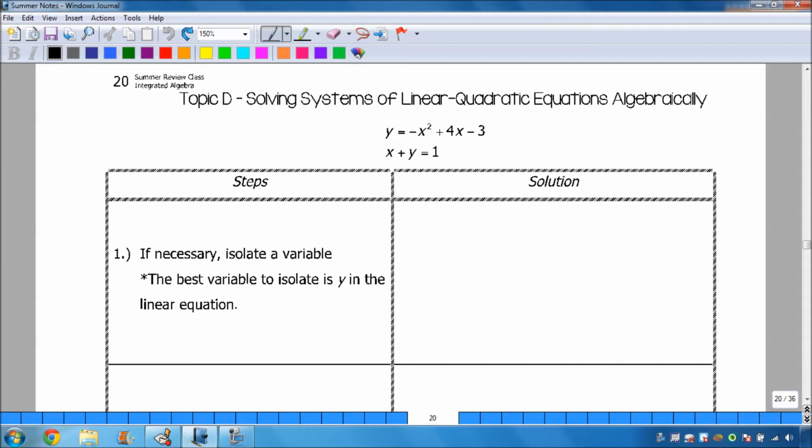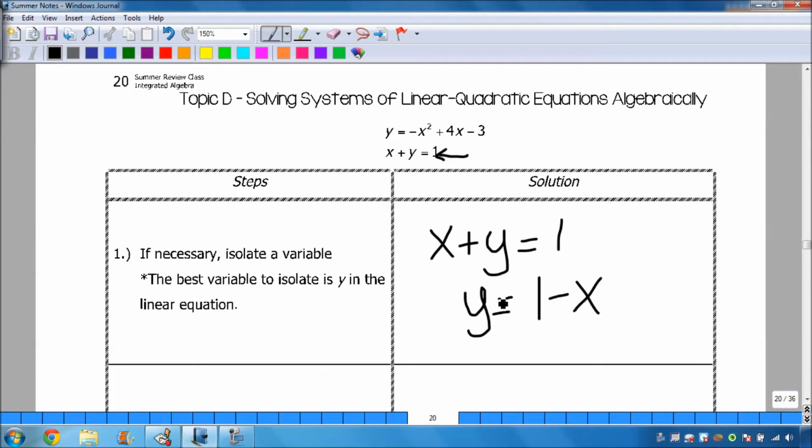So step 1, if necessary, isolate a variable. And usually the best variable to isolate is y in the linear equation. That's generally the easiest one to do. So if you look right here, here's my linear equation. I'm going to isolate the y, nice and easy. Just subtract x from both sides. I end up getting y equals 1 minus x, okay?